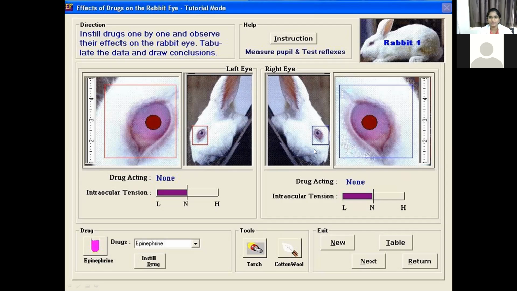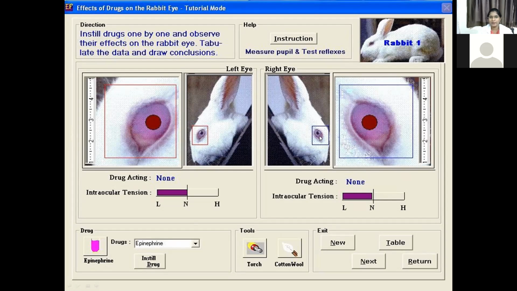Then the right eye serves as the test eye. In this eye we can instill this epinephrine. After selecting the drug, we immediately choose the instill drug option. When we click on this option, you will immediately get two choices, left eye and right eye, for which eye you want to instill. Then you will add the epinephrine drug in the right eye.